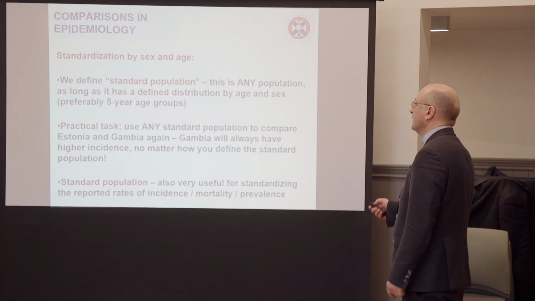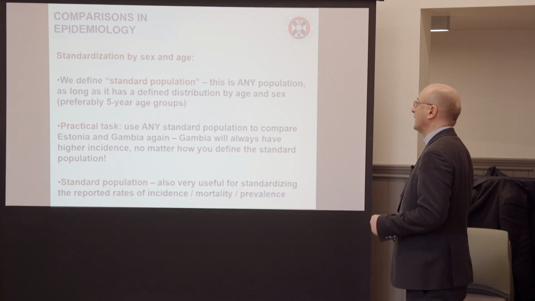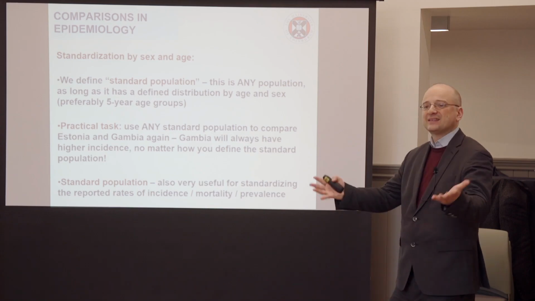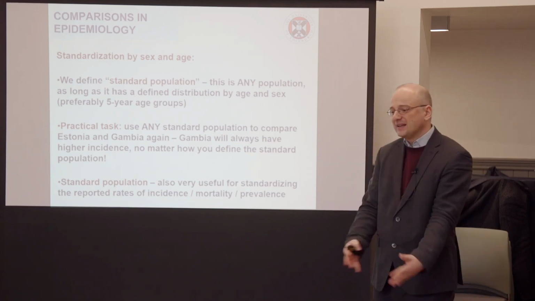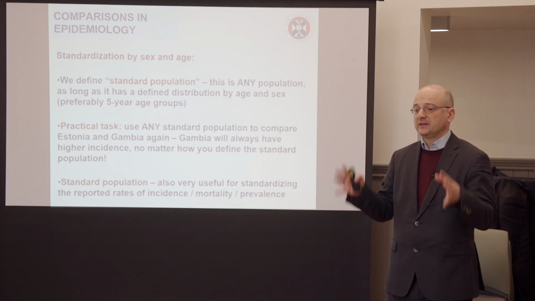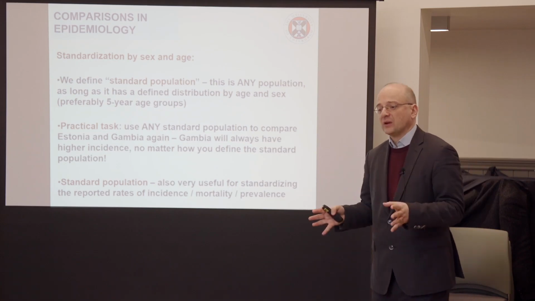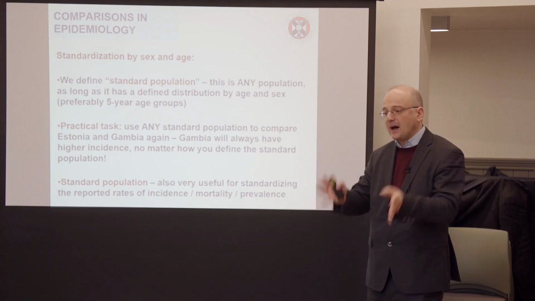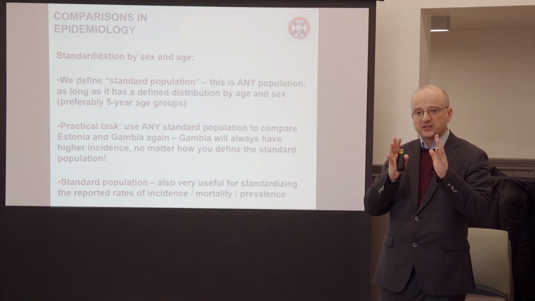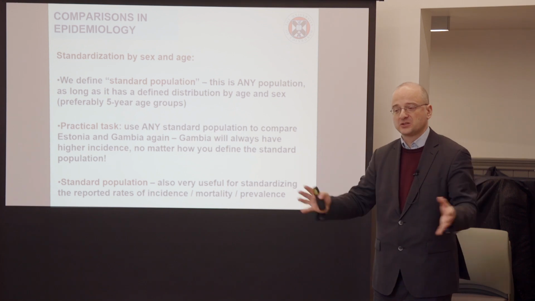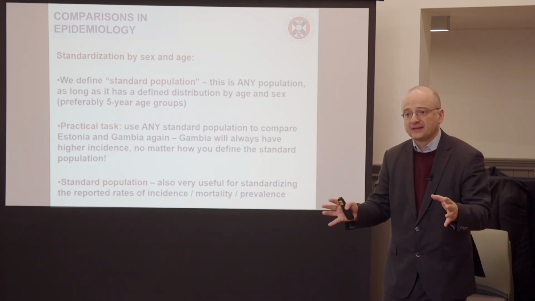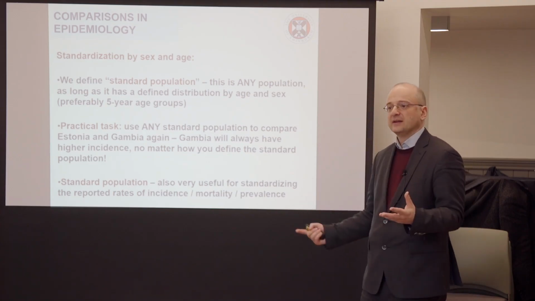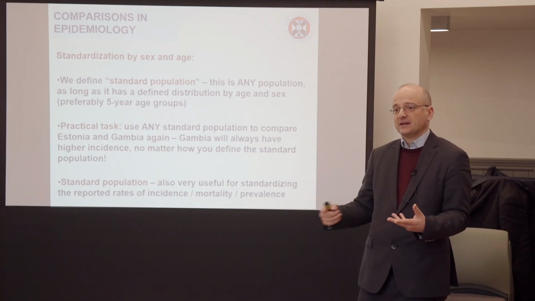And how do you do this? You introduce something which we call standard population. And how do we define standard population? Well, this is the beauty of it. It can be anything. It doesn't matter. We don't have to have a specific standard population that we all agree on. All you need to do is make up any population, just make sure that it has well-defined sex distribution and age distribution. If you do that, then you can take as many countries as you want, or as many populations as you want, and standardize the incidence according to that population.